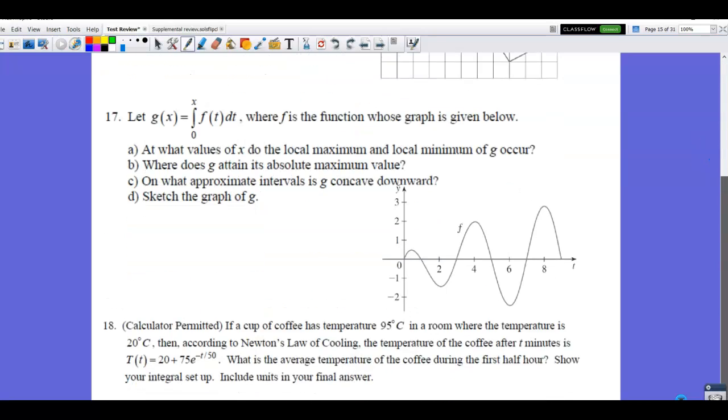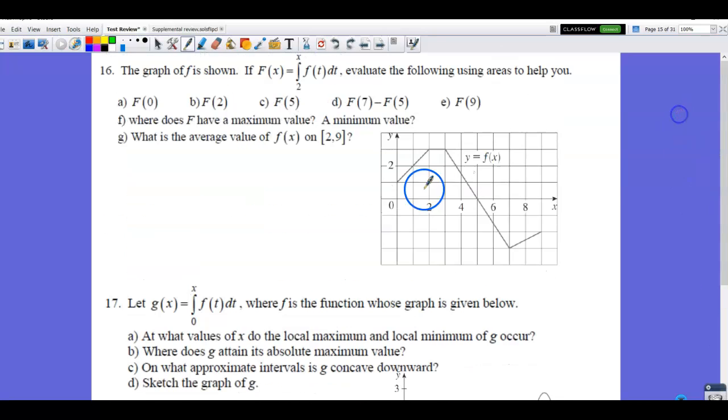Number 16, we have 3 more to go. In number 16, big F is the antiderivative of little f. We're going to use geometry to help us figure things out. So the first thing they want us to figure out is F of 0. So that would be F of 0 is the area accumulated from 2 to 0 of f of t dt, and notice the bounds are out of order.